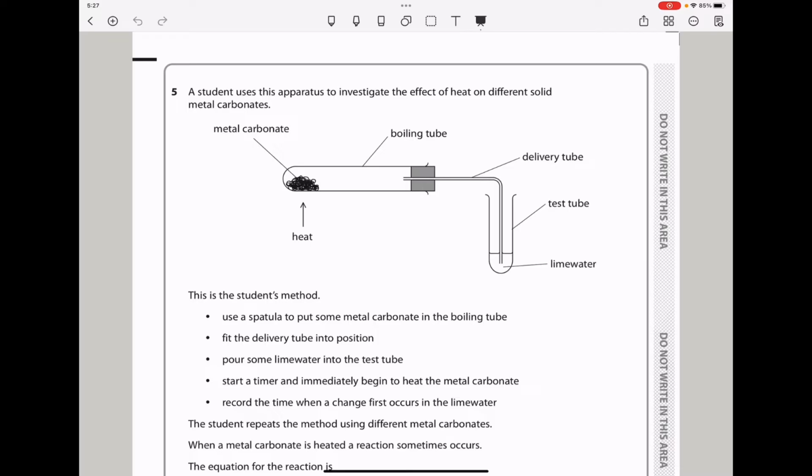Question 5. A student uses this apparatus to investigate the effect of heat on different solid metal carbonates. So there is a metal carbonate here and it's being heated inside a boiling tube. Some gas comes off and is delivered into lime water. Every time you see lime water, think of carbon dioxide. And anytime you see a metal carbonate being heated in a test tube, you should think of CO2 being produced, and therefore they're testing for carbon dioxide gas here.